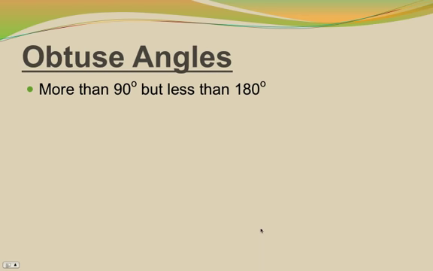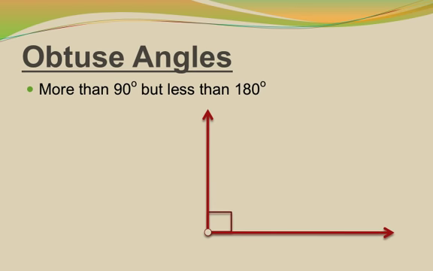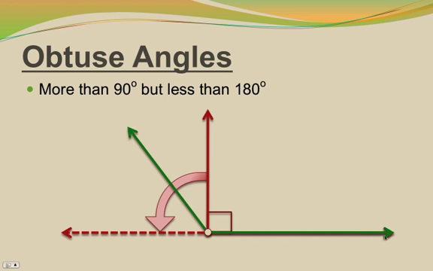Obtuse angles. Obtuse angles are more than 90 degrees but less than 180 degrees. Again, let's start with a right angle. It's basically between this line here and that line there, okay, where the base of the angle is over here. So for example, this here is an obtuse angle because we have a line here and it passes 90 degrees.